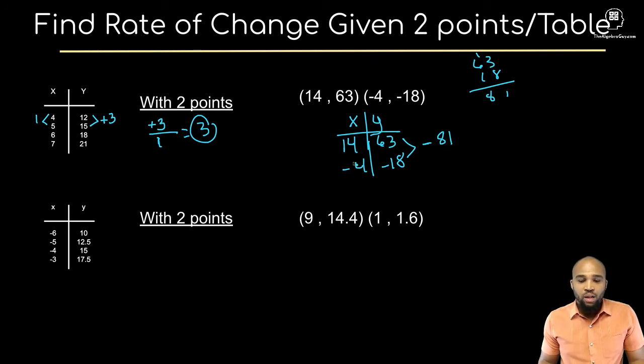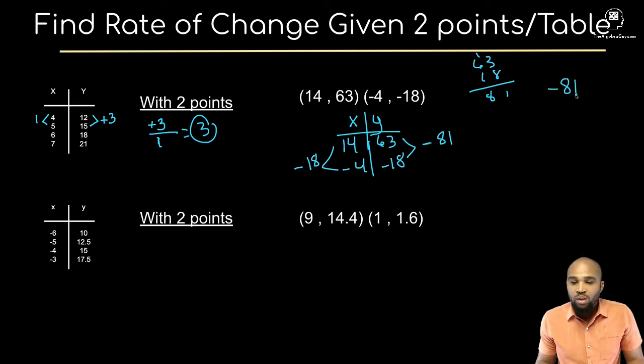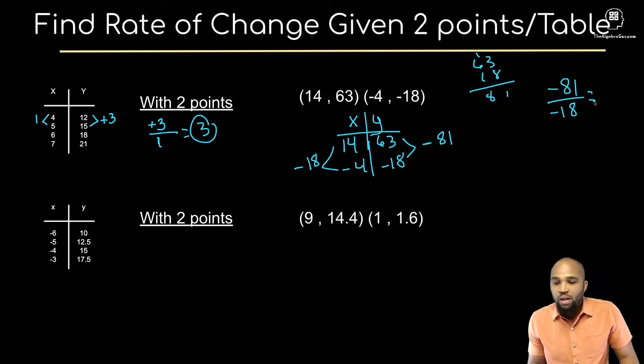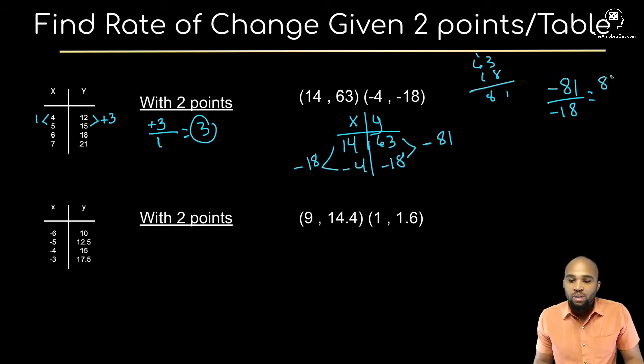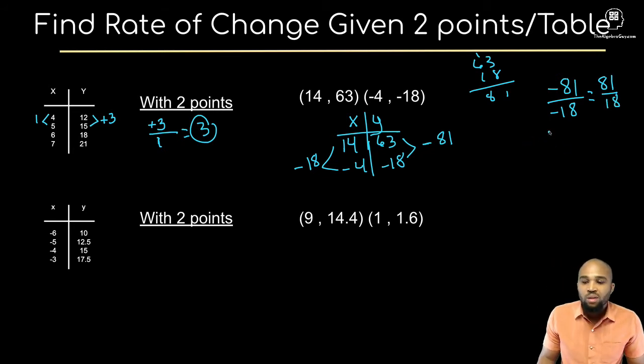Well, when it goes down 81, what's happening with the x during that time? Well, it's also going down. So from 14 to -4, so how much? It's from 14 to 0 and 4 more, so it's just 18. That's kind of funny, those being backwards like that. So down 81, down 18. So -81 and -18. I know that negative divided by negative is a positive, so it's going to be 81 over 18. But I also know that this can be simplified.